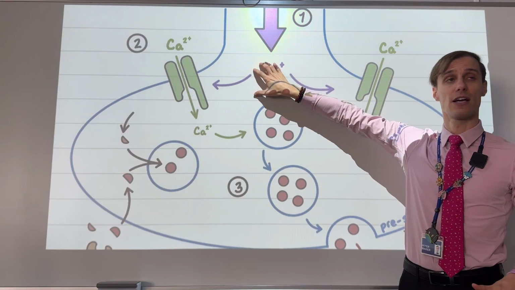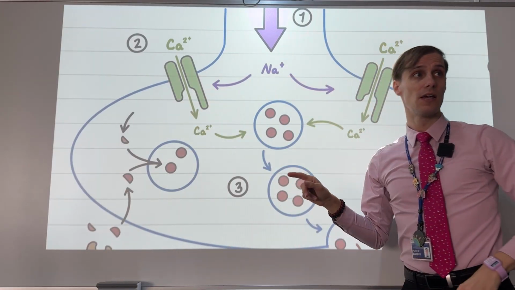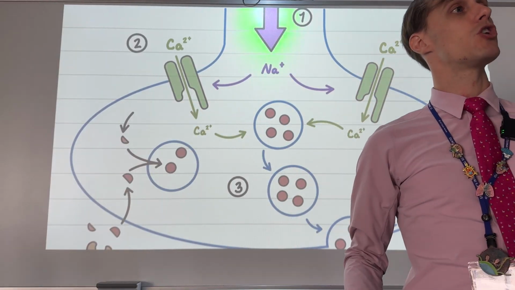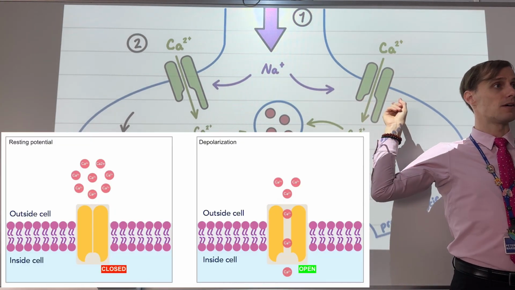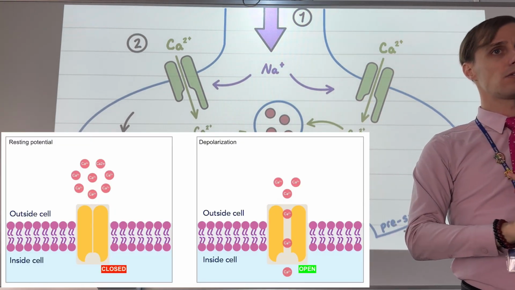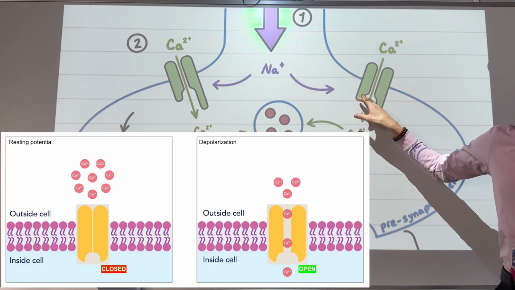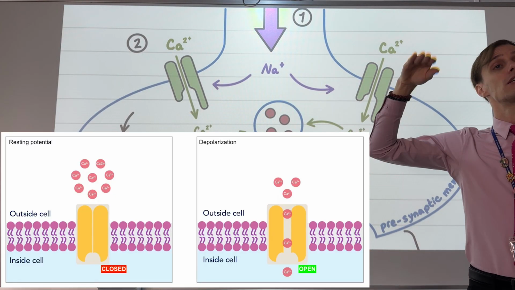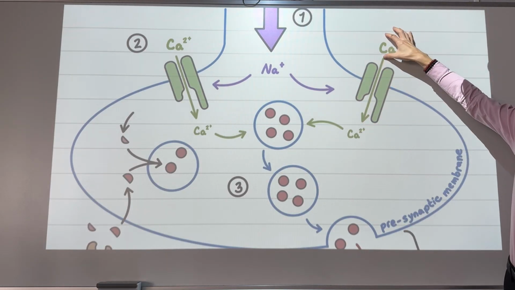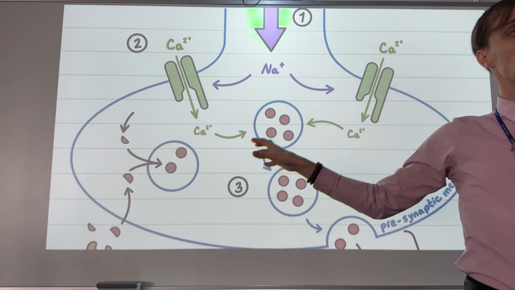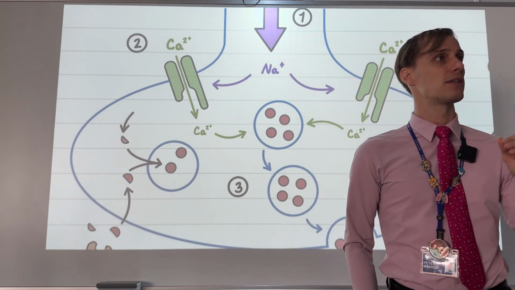So this influx of sodium ions is now going to cause another type of voltage-gated channel to open. In this case, these are calcium voltage-gated channels. A depolarization or an action potential caused these channels to open. So they were previously closed. If these channels open and calcium is diffusing into the cell, what are the relative concentrations of calcium inside and outside the cell at rest?